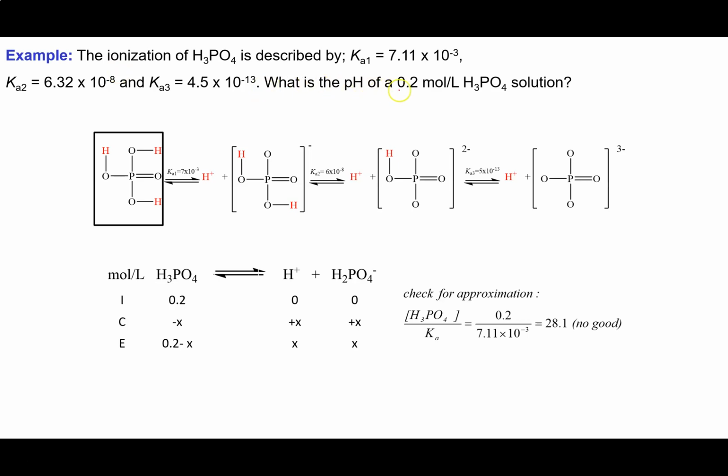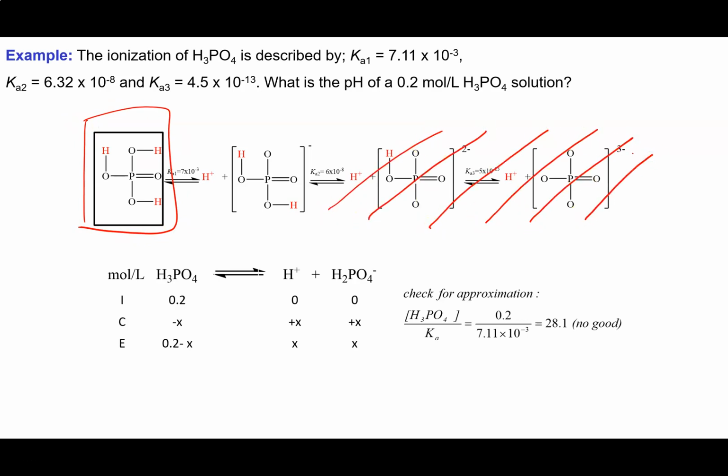Then it says, what is the pH of a 0.2 mole per liter H3PO4 solution? So all we have to do is an ICE table for this one, and then we're going to assume that the amount of H plus made in the next two steps is so small that it can be neglected. So let's see how this works.